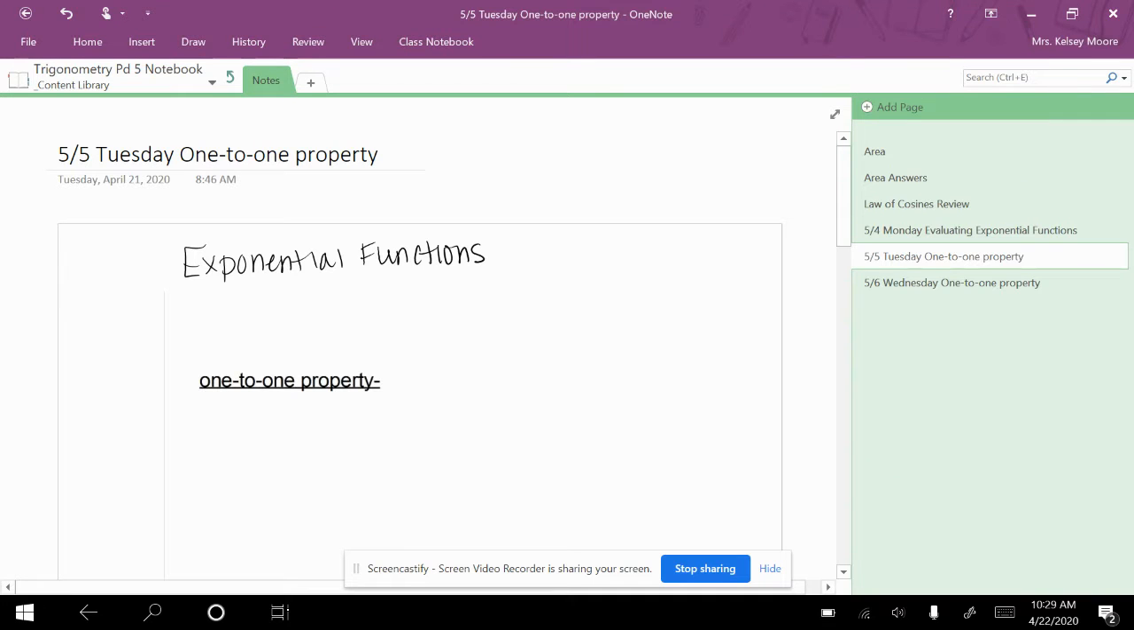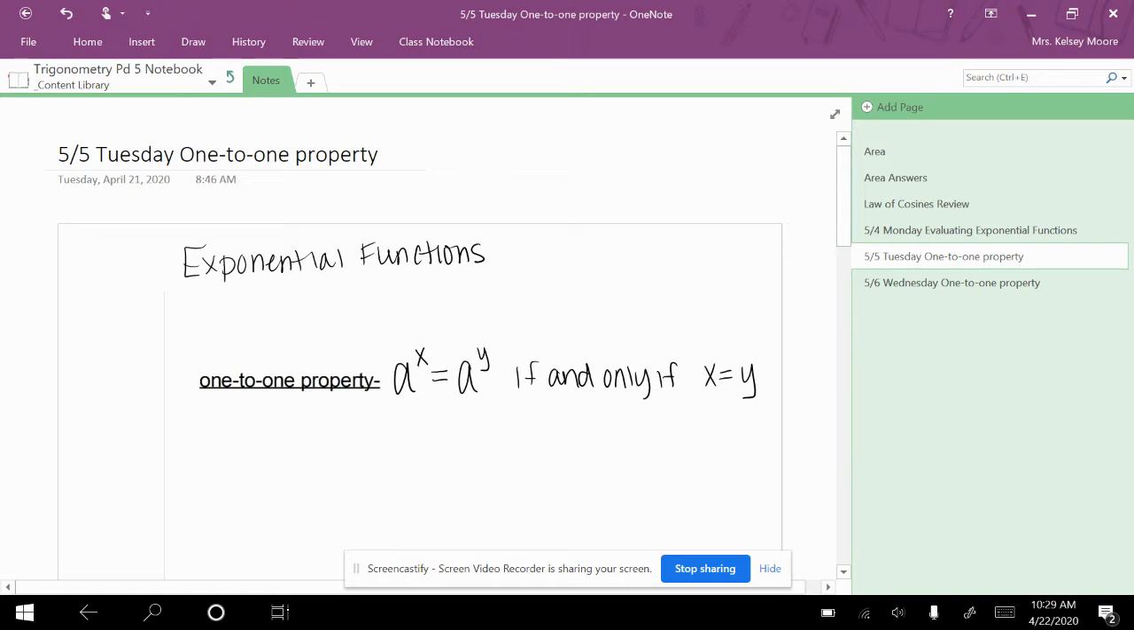Okay, let's continue on with the exponential functions section, and we are going to be doing the one-to-one property with the exponential functions. So the one-to-one property definition is you have a to the x equals a to the y if and only if x equals y.